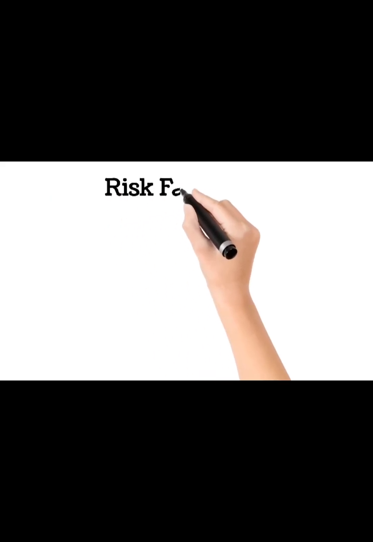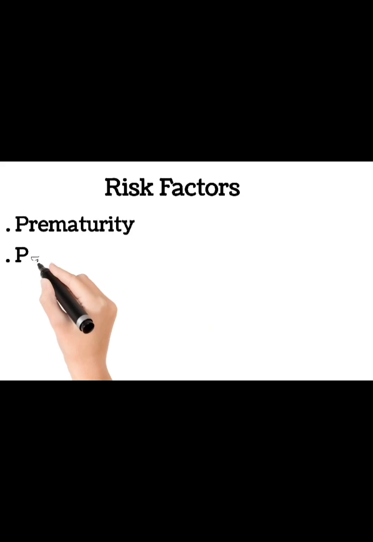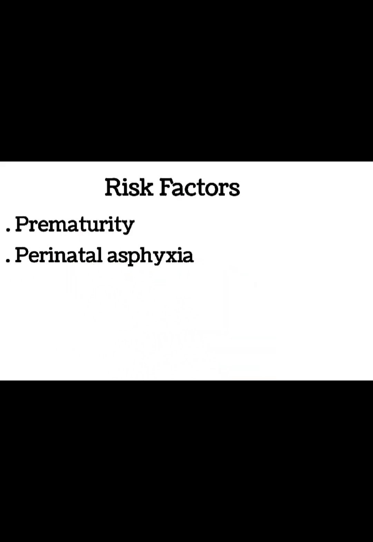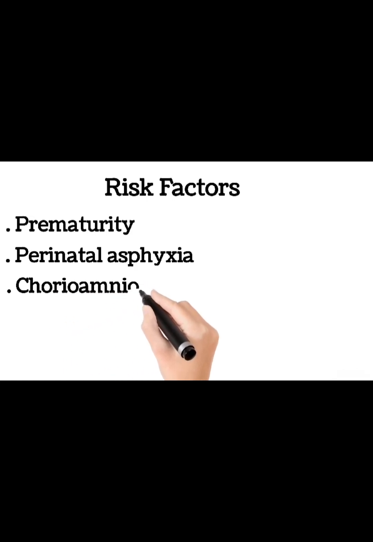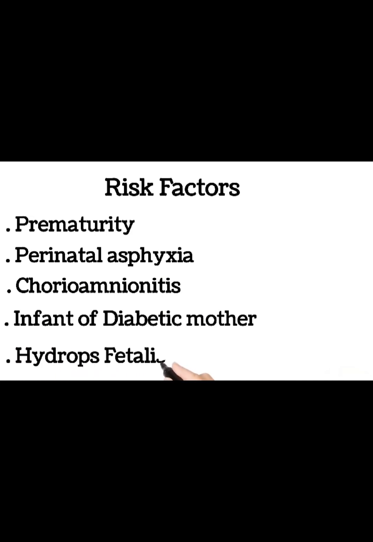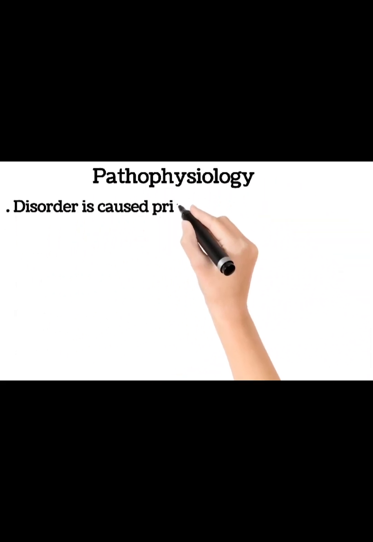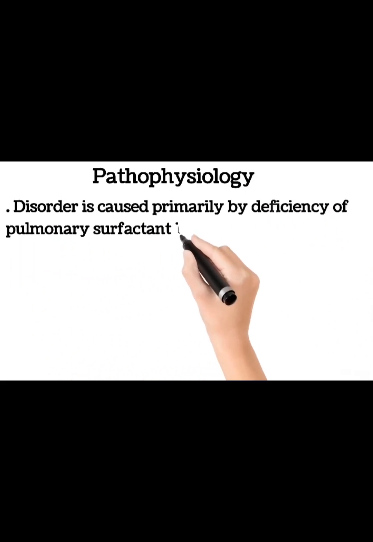The risk factors for RDS are prematurity, perinatal asphyxia, chorioamnionitis, infant of diabetic mother, and hydrops fetalis. This disorder is mainly caused by deficiency of pulmonary surfactant in an immature lung.